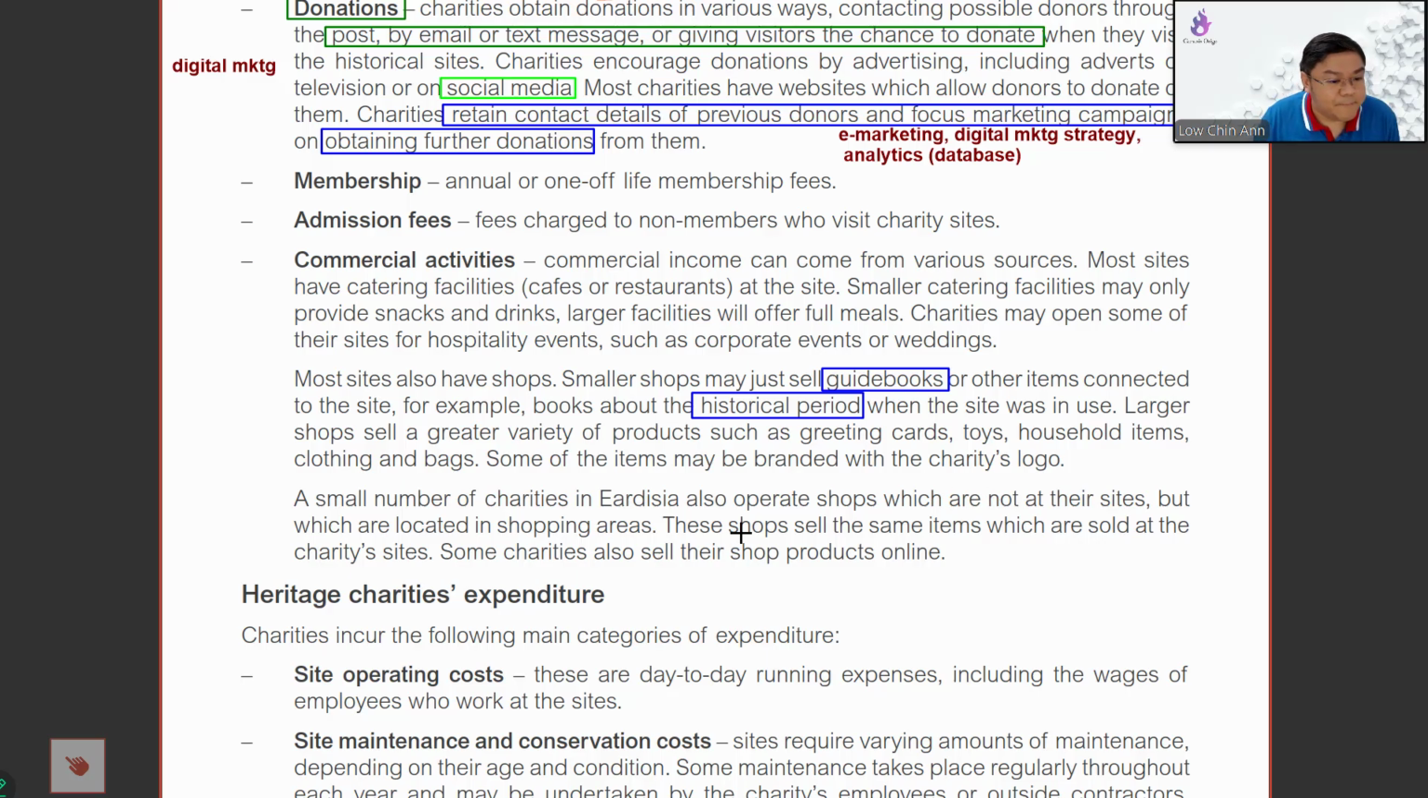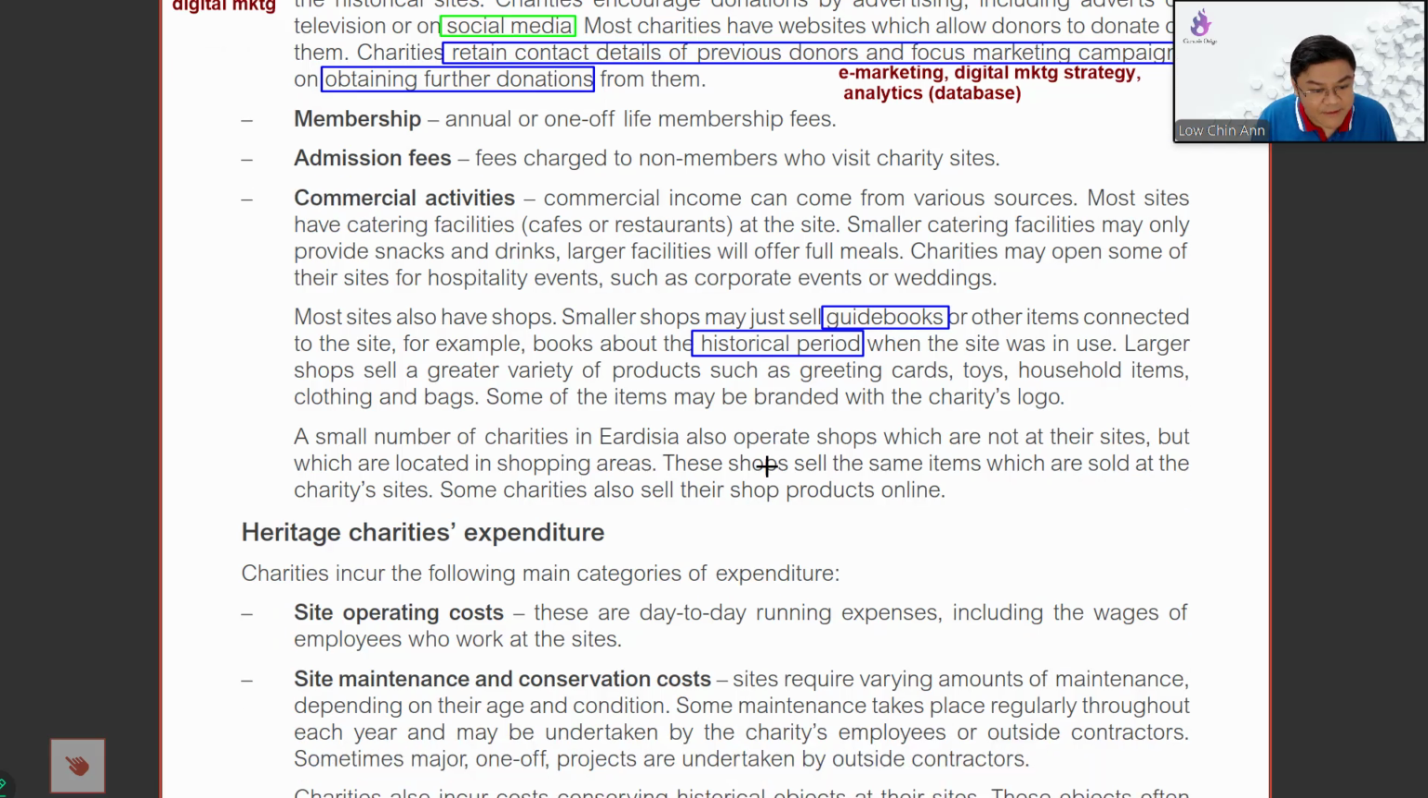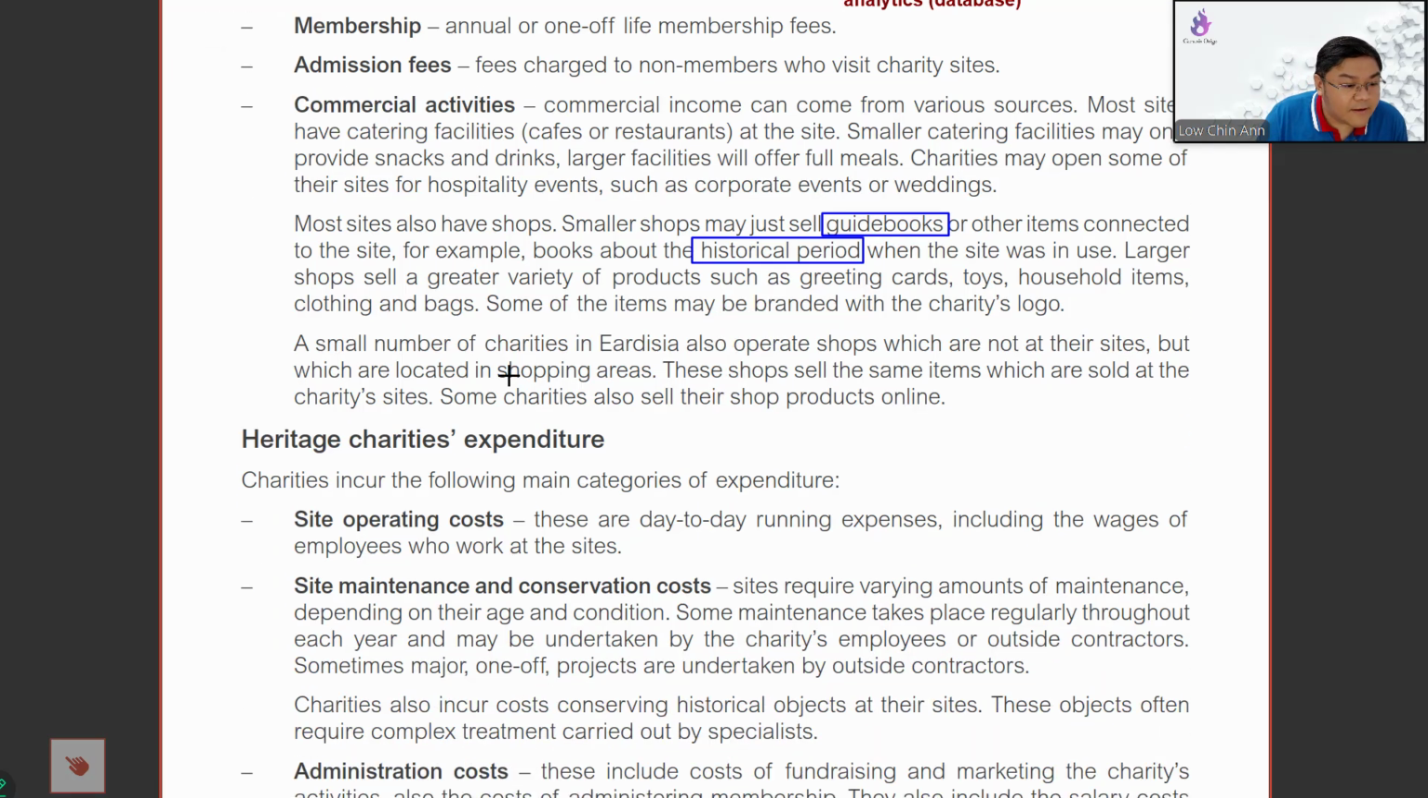Okay, they go on and say that some of these items may be branded with the charity's logo. A small number of charities in Rhodesia also operate shops which are not at their sites, but are located in shopping areas. I mean, you can imagine that, if you've been to all these kinds of tourist spots. These shops sell the same items which are sold at the charity sites. Some also sell their products online.